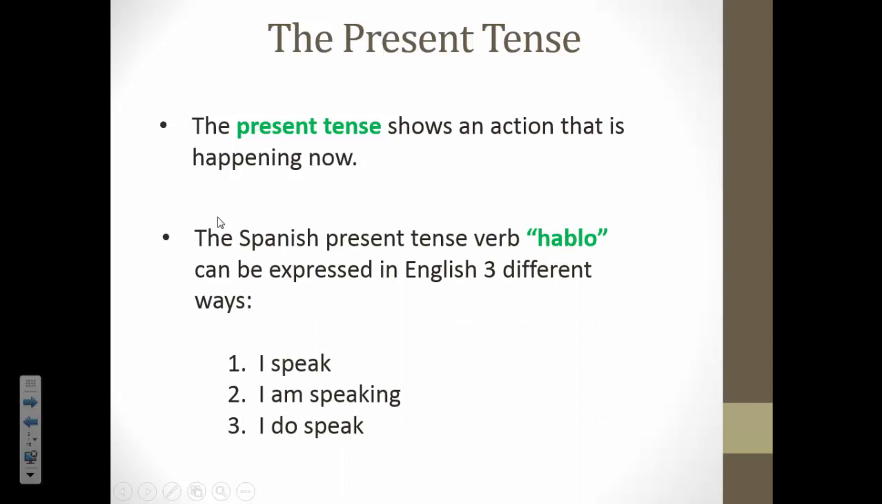The Spanish present tense verb, hablo, can be expressed in English three different ways. So if you say hablo, you're saying I speak, I am speaking, or I do speak. So remember, we have conjugated this from the verb hablar, which is an AR verb, and we know yo is our subject because we've taken the AR off and added O to the end.